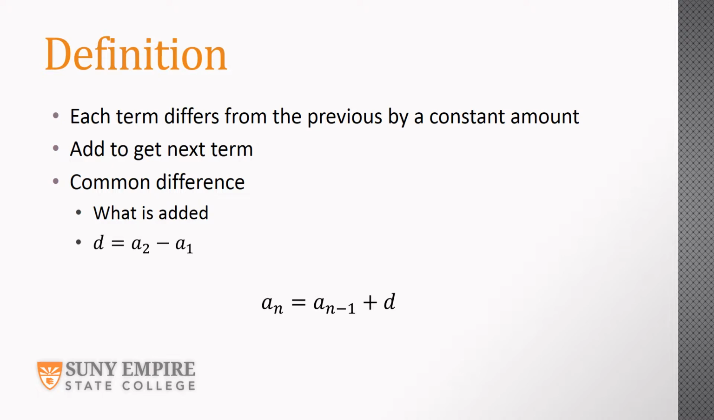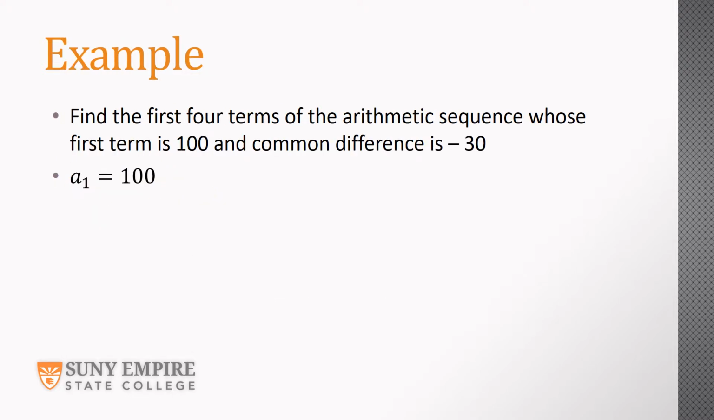Labeled as d, we can easily find the common difference by subtracting the second term of the sequence minus the first term. The general notation for an arithmetic sequence is that a sub n equals a sub n minus 1, the previous term, plus d, the common difference.